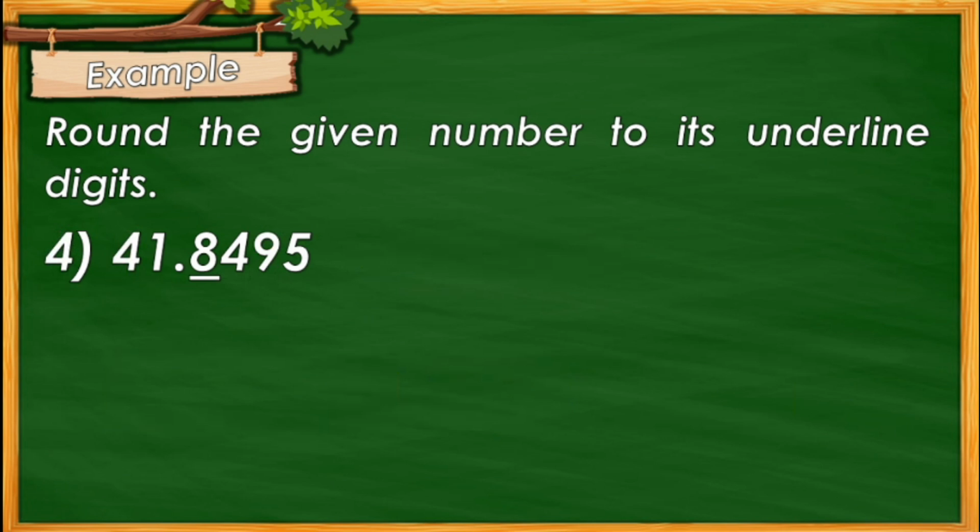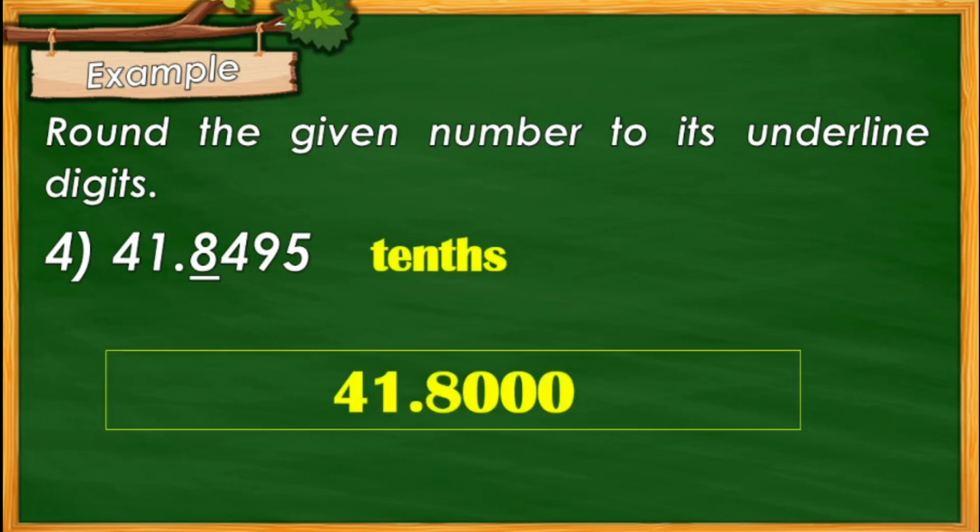And then for example number 4, 41 and 8,495 10,000. So the underlined digit is 8. So the place value of 8 is tens. Now, the answer is 41 and 8,490 10,000. Why is that 8,490 10,000? Because it is round down. So 9 stays and 5 becomes 0.